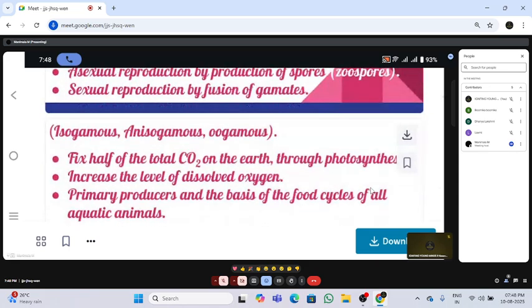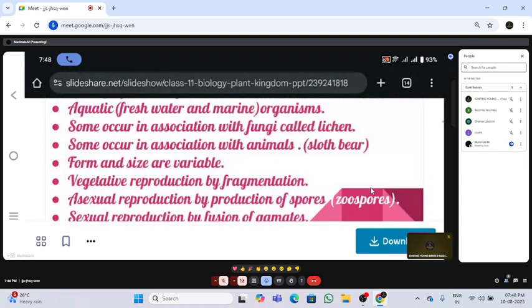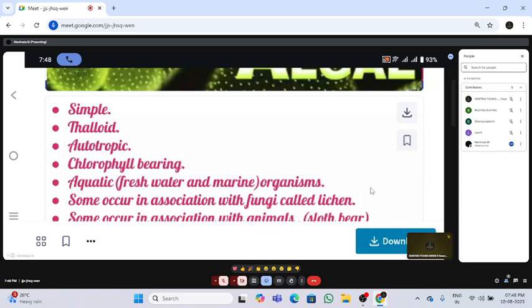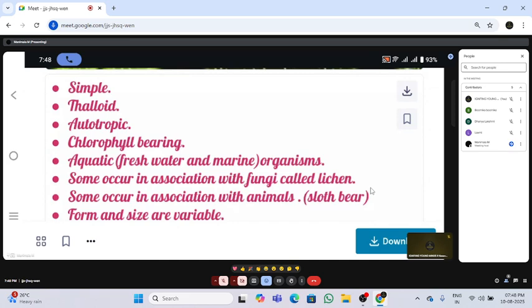Make a note of it. Study of algae is called phycology. Who is the father of phycology? F.E. Fritsch, F-R-I-T-S-C-H, is the father of phycology, and M.O.P. Iyengar is the father of Indian phycology.